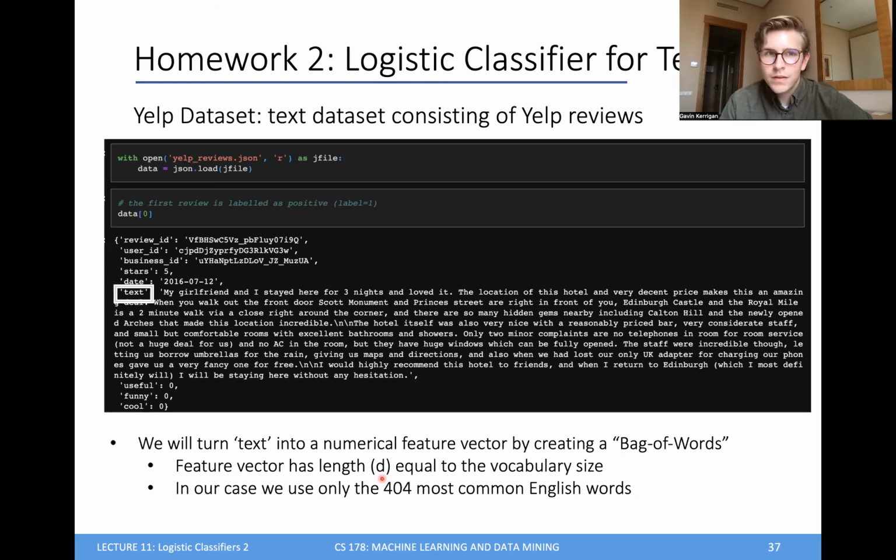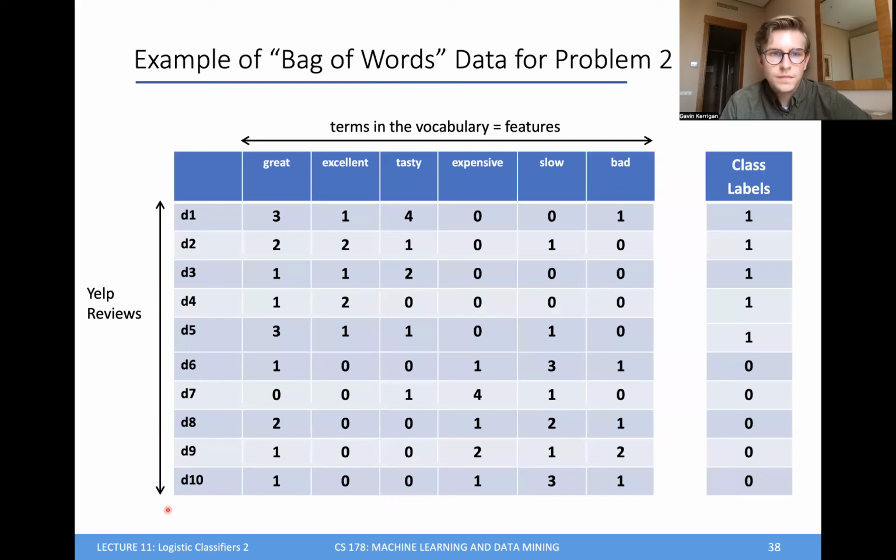In practice, what we're going to do to reduce the number of features to make it manageable is our vocabulary size is going to be just the first 404 most common words in the English language. So if we have a word in our review that is not one of these most common words, we're just essentially going to discard it. Our feature vector then just counts how many times each of these words appears in the review. So let's look at an example of this.